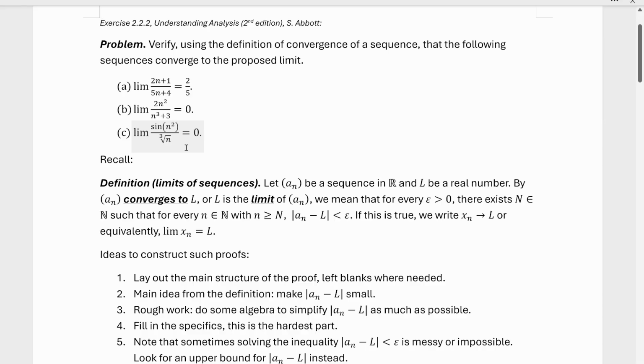As for part C of the problem, the last limit, let's first think about how we're going to approach this. First, as usual, we compute the distance between the sequence and the proposed limit. So this is just going to be the absolute value of sine of n squared over the cube root of n. And we want that distance to be less than epsilon. Because of the sine term, it is impossible to solve the inequality for n. But since the absolute value of sine is less than or equal to 1, we have a natural upper bound.